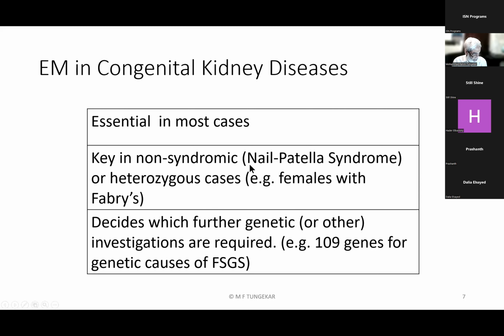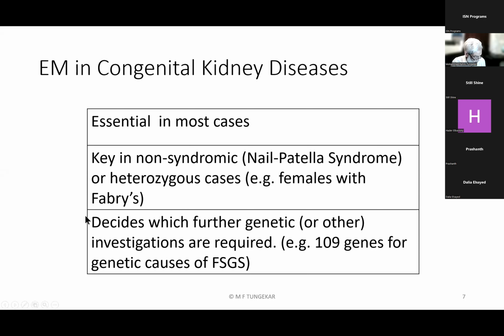And in heterozygous cases, for example, in Anderson-Fabry disease, which is X-linked, females who are heterozygous may not have the cardiovascular complications. And the key finding, the first finding, will be abnormal EM showing those typical myeloid figures, which raises the question, and then the females are diagnosed, further investigated with genetic investigation, and then the male members of the families can be traced. So in these cases, EM becomes key.